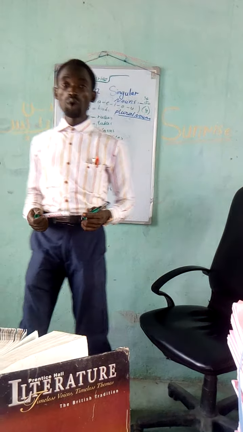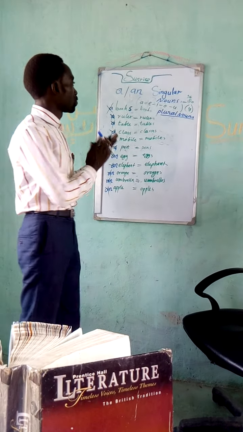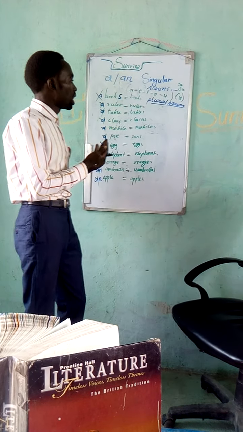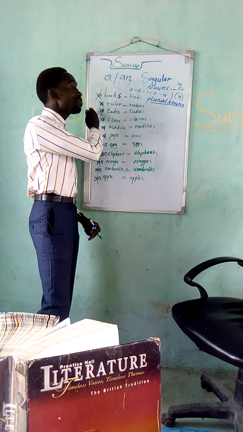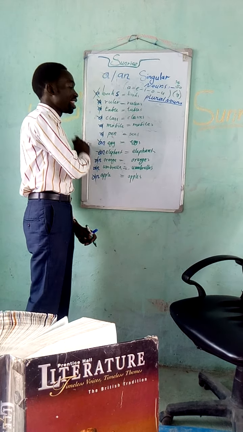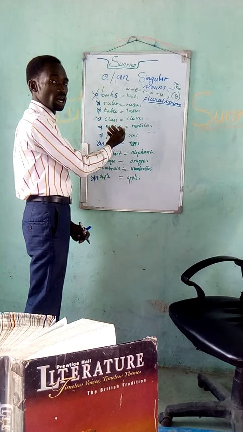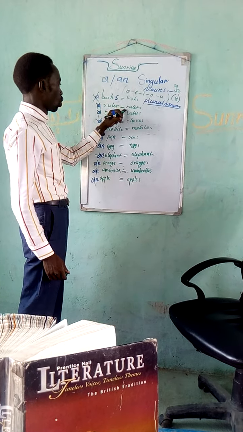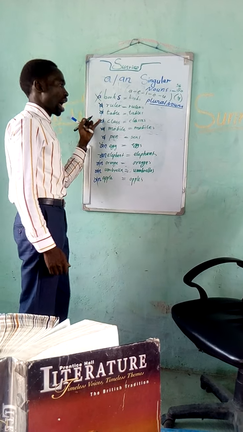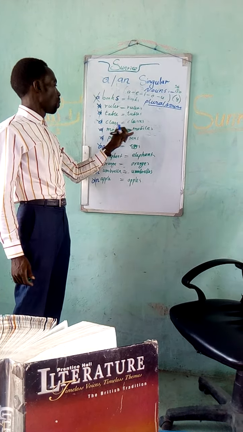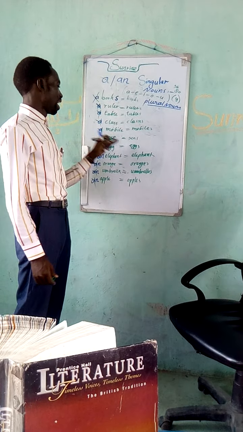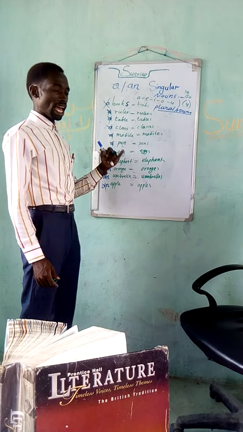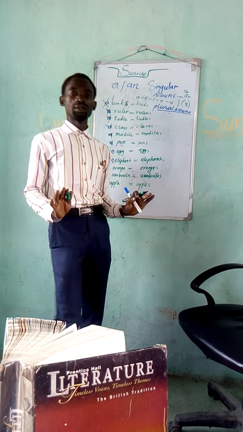So what have we done here? After forming the singular nouns, we came to the plural nouns. In the plural nouns, we omit the indefinite article at the beginning, and instead we add s at the end of the word. So here we say a book, books; a ruler, rulers; a table, tables; a class, classes; a mobile, mobiles; a pen, pens; an egg, eggs; an elephant, elephants; an orange, oranges; an umbrella, umbrellas; an apple, apples.